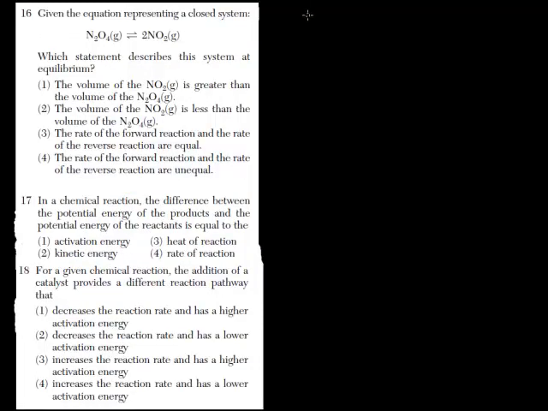Questions 16 through 18 deal with the dreaded kinetics and equilibrium, or K&E unit that we went through. Question number 16 begins by giving you an equation. Notice the reversible arrow, so this is an equilibrium system. It's also a closed system, which allows it to reach equilibrium. But the question, as bulky as it is, is really simply asking you, what's the definition of equilibrium?